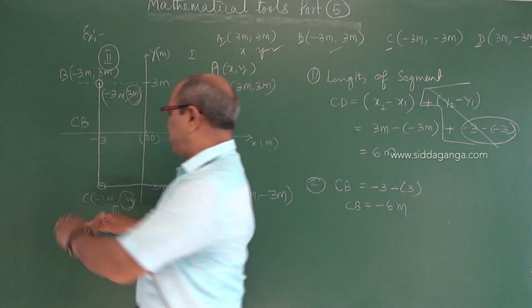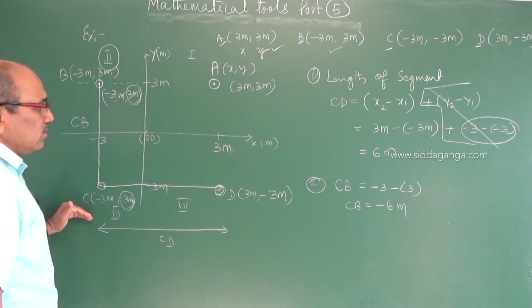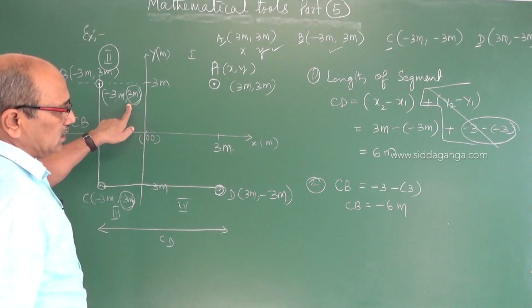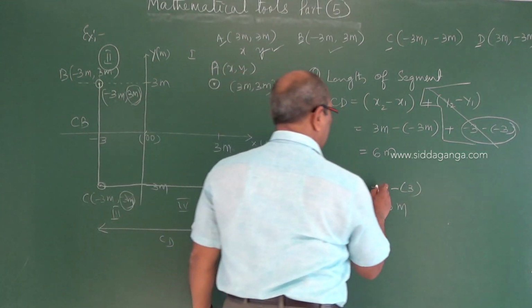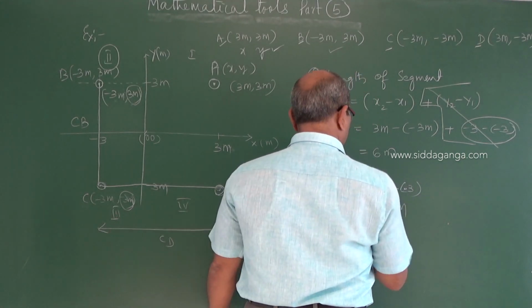Suppose we measure from C to B, so we take B minus C. B is 3 meter, minus of minus 3 becomes 6.